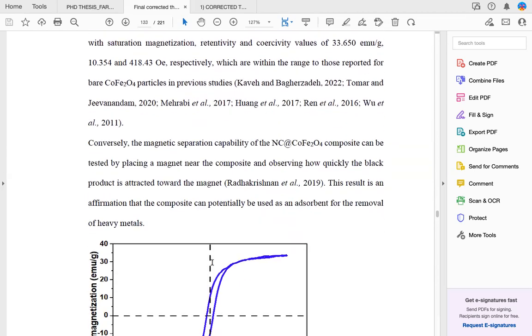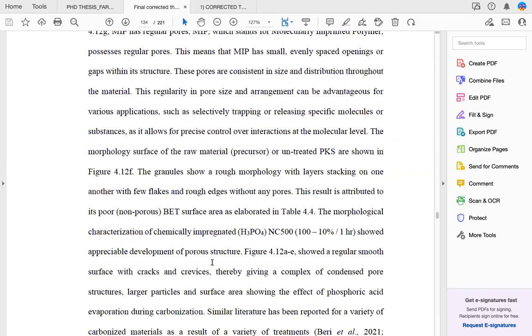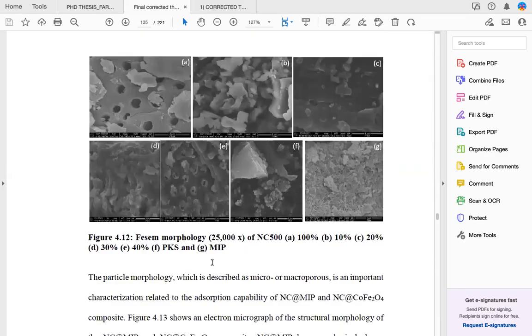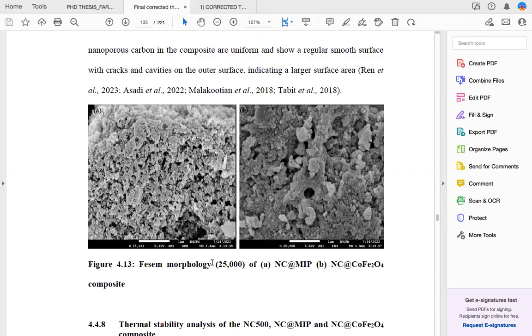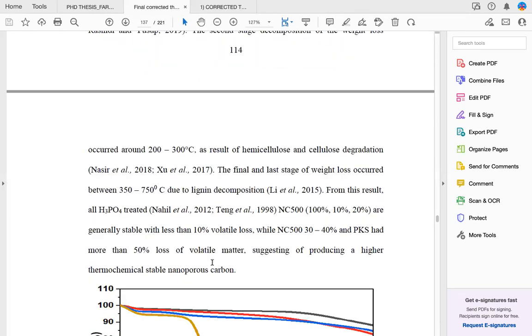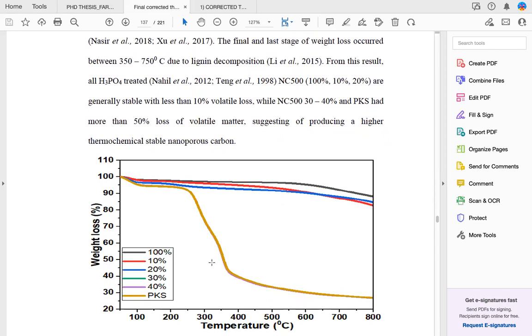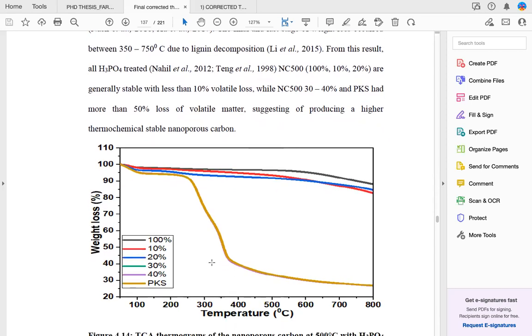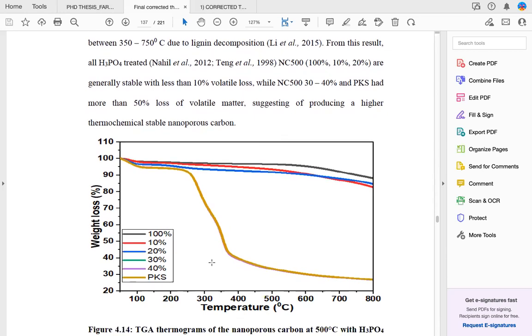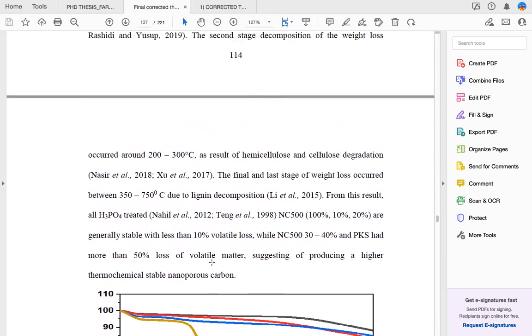VSM. Again, we have morphology, so talk about pores. So thermal stability, what do you discuss on TGA? Okay, second question. What do you usually discuss in TGA? Anyone? Percent weight loss against temperature, Prof?